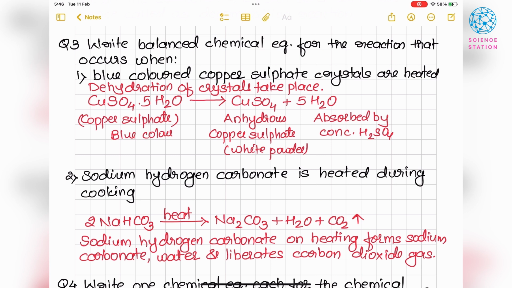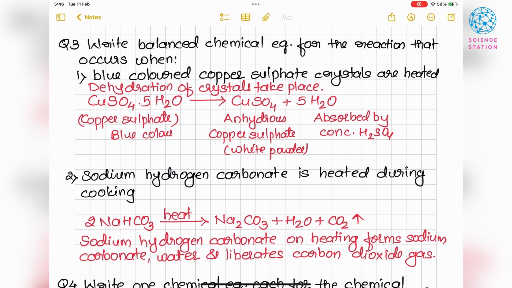Now, second one in that it says sodium hydrogen carbonate is heated during cooking. So 2NaHCO3 on heating gets converted to Na2CO3 plus H2O plus carbon dioxide, which goes in the form of gas. Sodium hydrogen carbonate on heating forms sodium carbonate, water and liberates carbon dioxide gas.